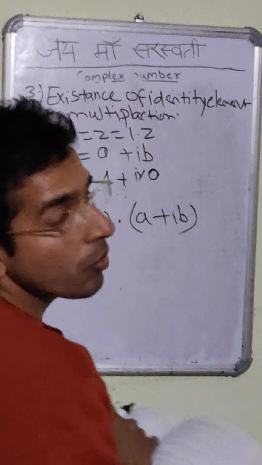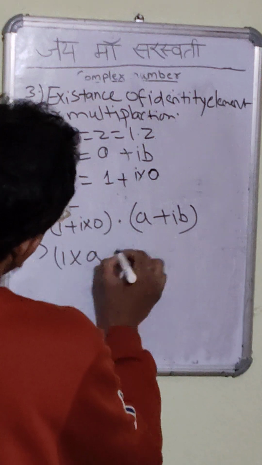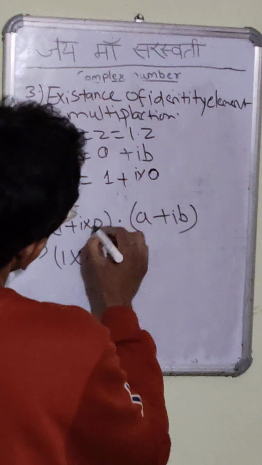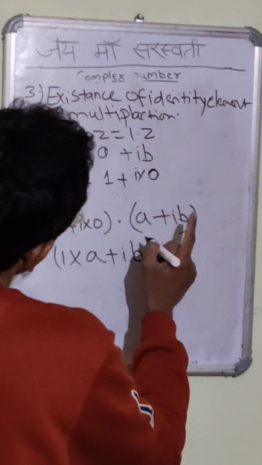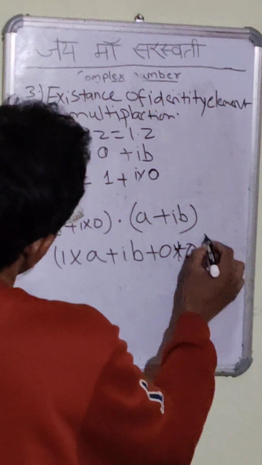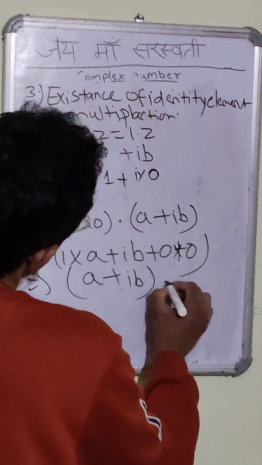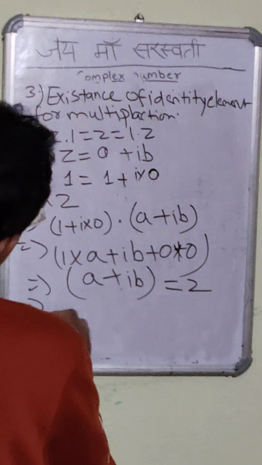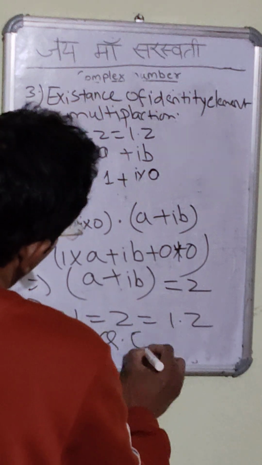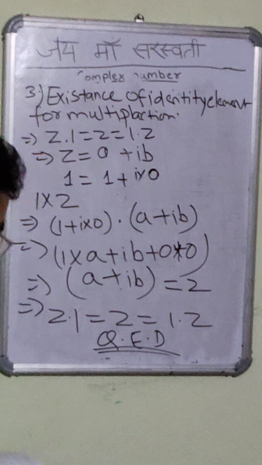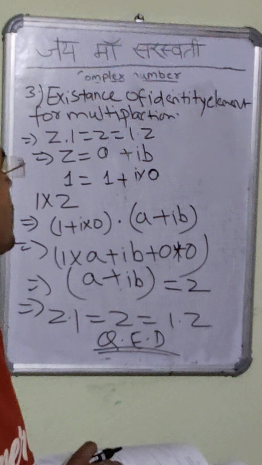Now if we multiply, first of all 1 into A, similarly 1 into IB, and 0 into A will be 0, and I square, minus 1, into 0 will be 0. So we get the output as A plus IB, that is basically Z. Now we have seen that Z into 1 is equal to Z is equal to 1 into Z, quod erat demonstrandum.